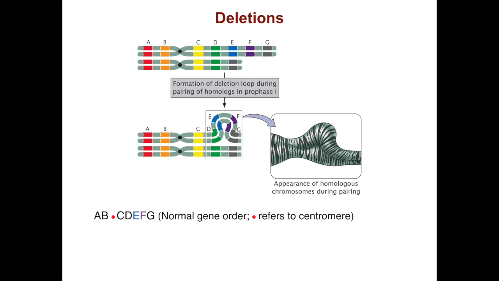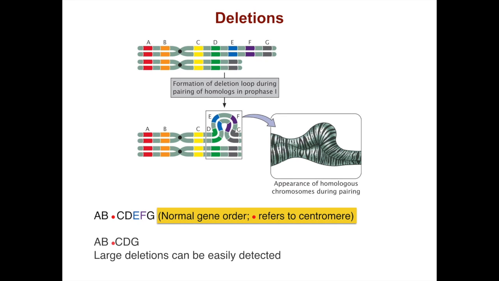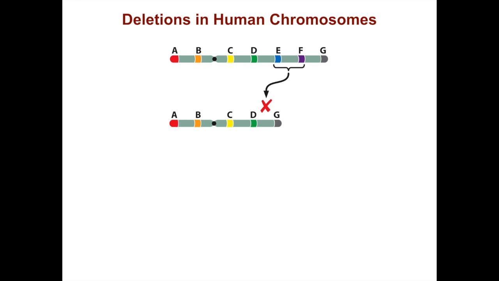So A, B, centromere, C, D, E, F, G is the normal gene order. And when you delete E and F, you get this. These deletions can be easily detected using some of the techniques we discussed before for staining chromosomes. Deletions happen in human chromosomes, and the effect depends on the genes located on these chromosomes.